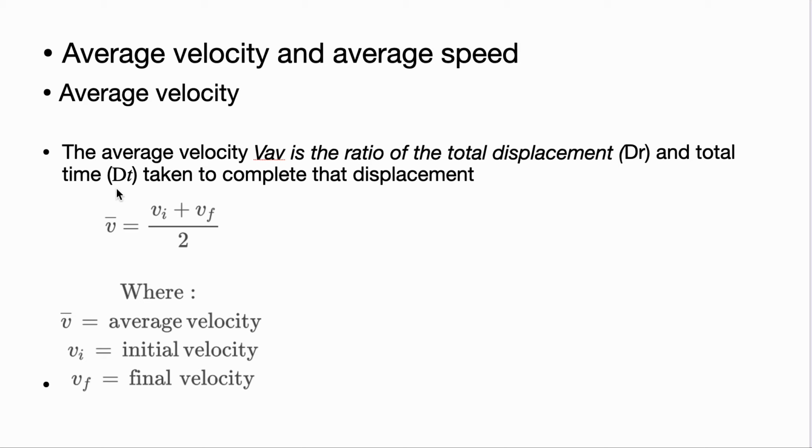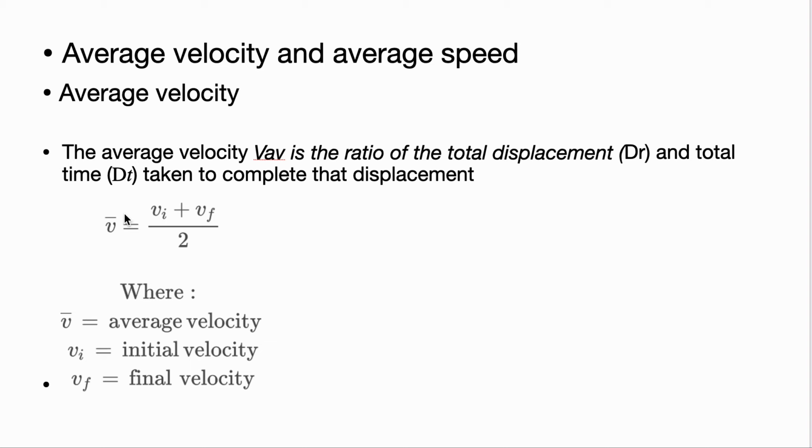So the definition of average velocity: I have told you the formula for velocity. The average velocity, v av, is the ratio of total displacement, that is x2 minus x1, final position minus initial position, and total time taken. Total time taken, that is, from traveling from x2 to x1, how much time did it take to complete that displacement.